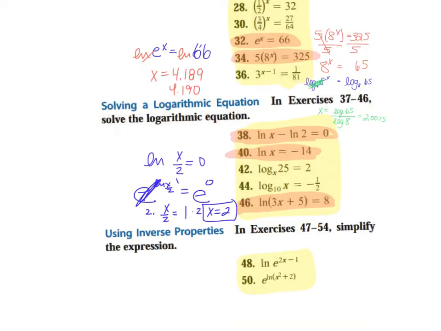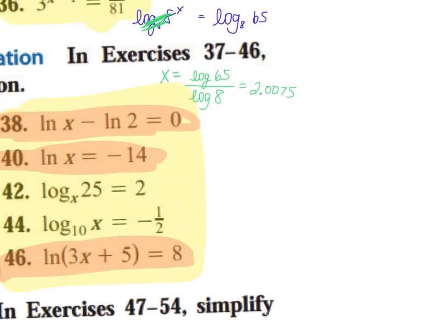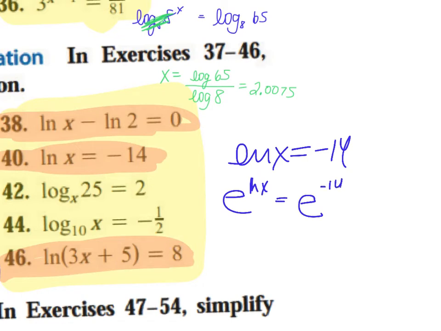Yes, sir. Okay, let's look at 40. 40 is the natural log of x equals negative 14. It's the opposite of natural log. So I have e to the ln x over here equals what? e to the negative 14. You're going to get some wackadoodle number. What'd you guys get? What is e to the negative 14th? A very, very long number. What is it? 8.315287, 3152, something like that?